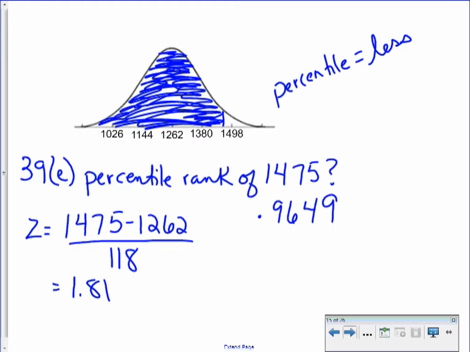Because they want percentile rank, not probability or proportion, we have to round this so that it looks like a percentile. Look to the third decimal and see if it changes your second decimal, because to get a percent you move it two places to the right. So we round the 4 up, and our final answer is the 96th percentile.